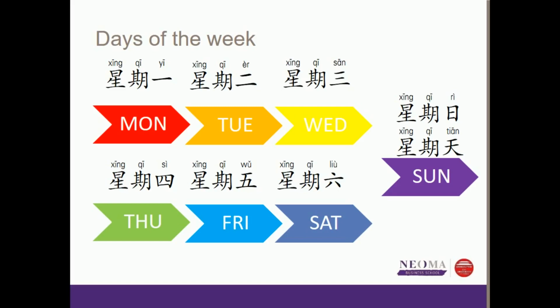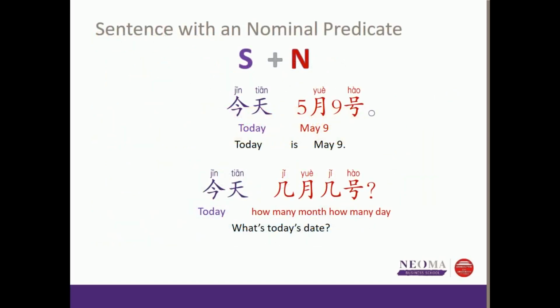星期天 is more oral. 星期天, 星期日. Good, we're done with this part. We also learned how to ask a date when a noun is the predicate. 今天5月9号. You can also say 是 between the subject and the noun: 今天是5月9号. It is also correct. 今天几月几号? What's today's date? Because people normally know which month they're in but not the number of the day, they will just ask 今天几号? It also works.